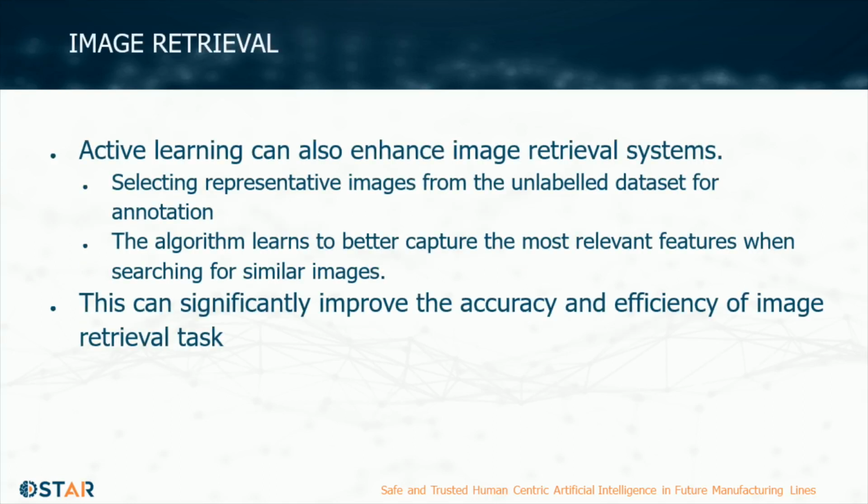Image retrieval. Active learning can also enhance image retrieval systems. By selecting representative images from the unlabeled dataset for annotation, the algorithm can learn to better capture the most relevant features when searching for similar images. This can significantly improve the accuracy and efficiency of image retrieval tasks.